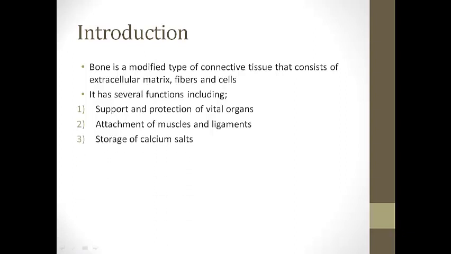Bones are a site of storage for calcium salts in the body. So generally, whenever the body is in need of calcium, it tends to resorb the bone and then get the calcium from there. And you should also know from your previous courses that it contains the blood-forming elements. So basically, the blood cells and blood-forming elements are found within the bone.